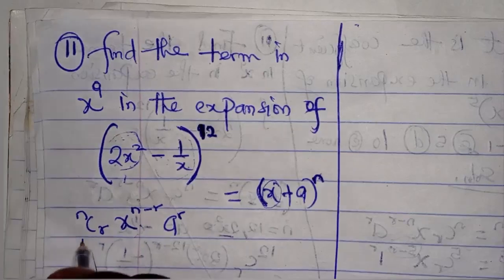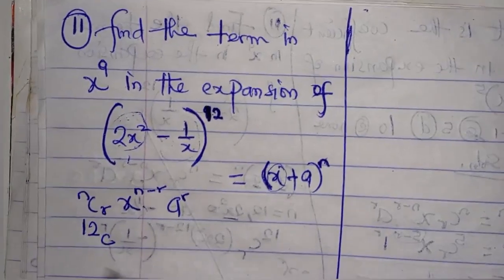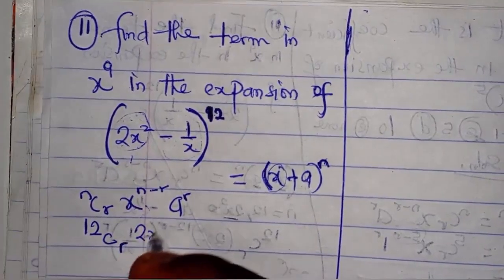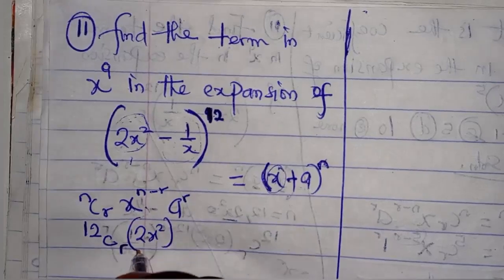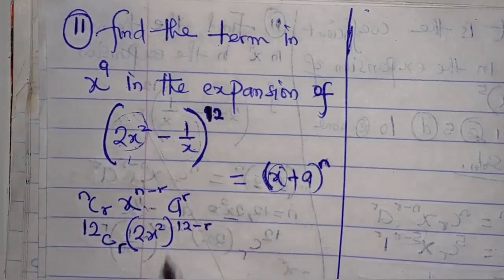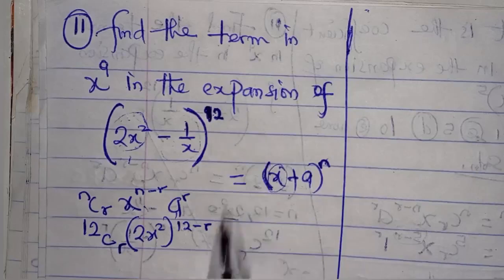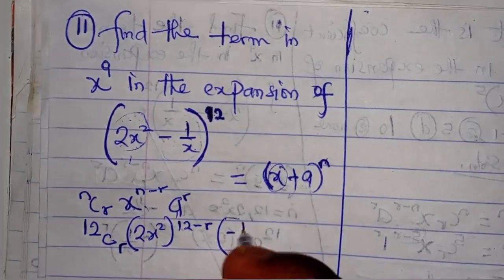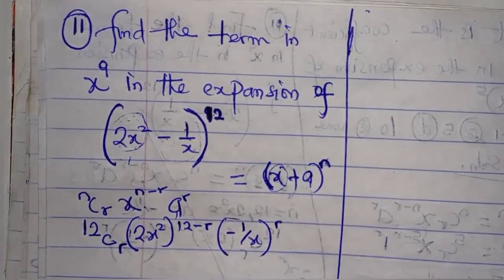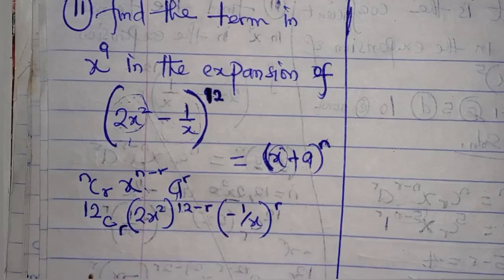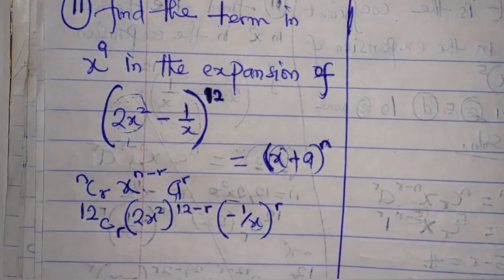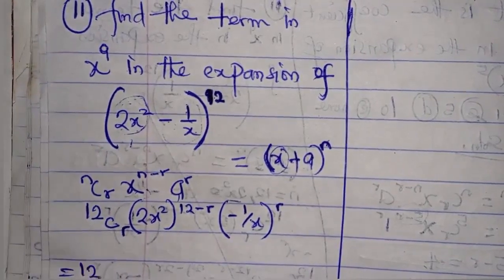So we are going to say 12 combination r. r is unknown. x now is 2x squared, all raised to the power of n minus r. n is 12. What's a? Minus 1 over x raised to the power of what now? r. You get the point now. So let's merge the x together. This is 12 combination r.